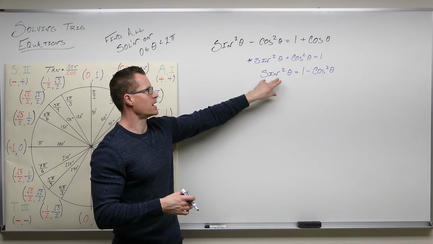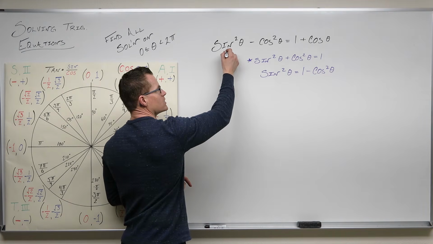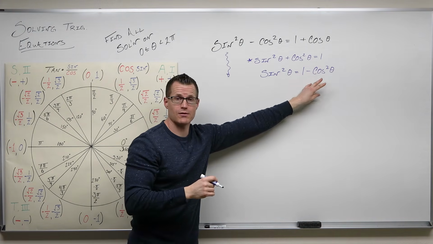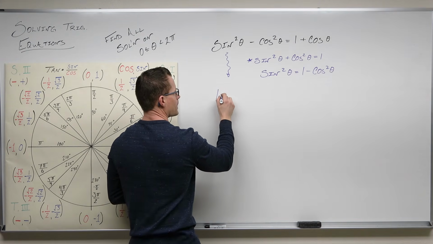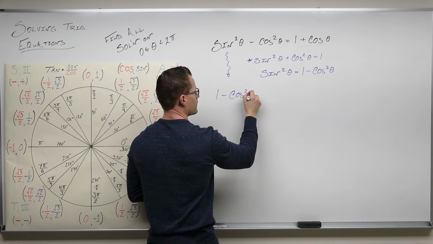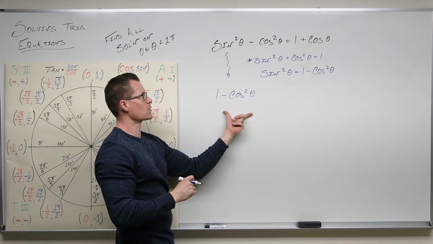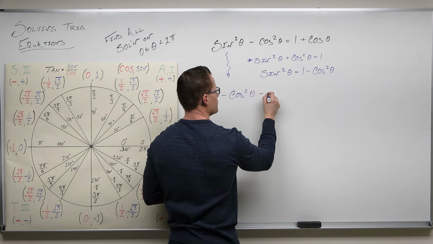I'm going to say, hey, sine squared theta is 1 minus cosine squared theta. So I'm going to change this piece down to that. So sine squared theta now changes to whatever this is based on the Pythagorean identity that we used. So this is now 1 minus cosine squared theta. I had already a minus cosine squared theta.